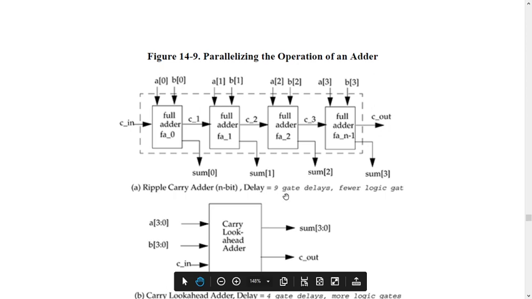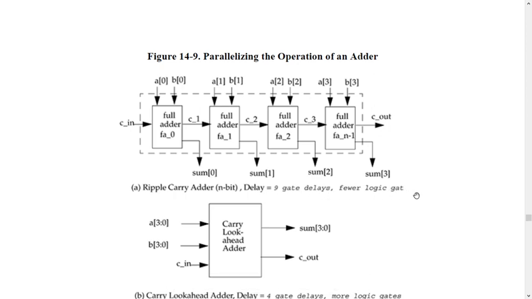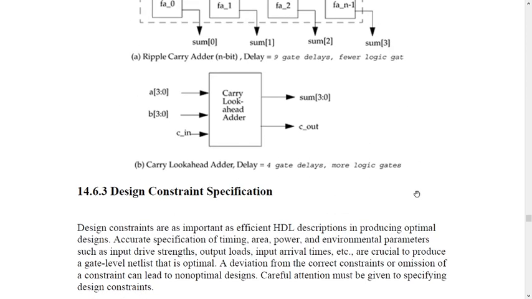So the delay will be 9 gate delays, with fewer logic gates. I require a smaller number of logic gates with the ripple carry adder. If I go for a carry lookahead, I require 4 gate delays. So here 9 gate delays, there 4 gate delays, which means 5 gate delays are eliminated. If the delays are eliminated, I can get things quickly. It indicates that I am getting an output faster as compared to the other one.